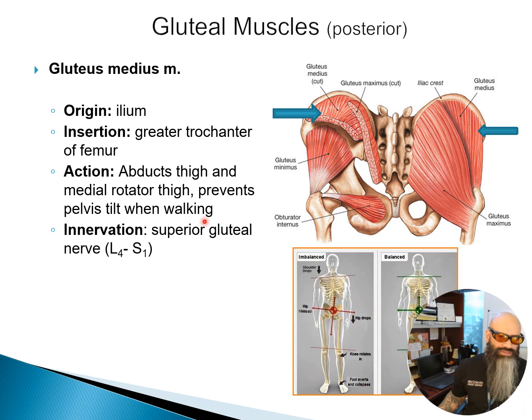So glute medius, primary action is abduction, taking that thigh away from the midline, superior gluteal nerve. So we've got superior gluteal nerve for glute medius, inferior gluteal nerve for glute maximus, the spinal nerve root origination L4 to S1. And they all insert at the greater trochanter of the femur. That's where it hooks in, to cause abduction.